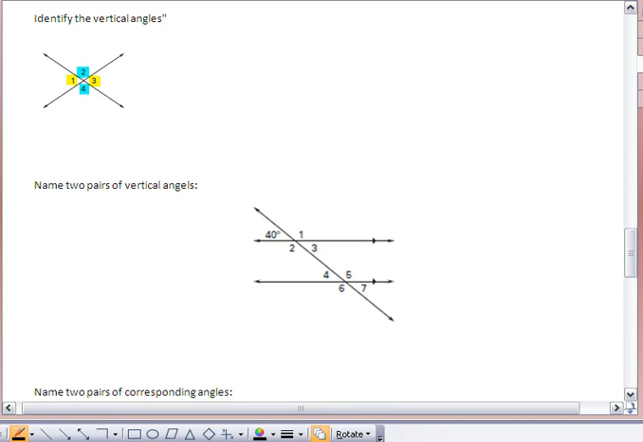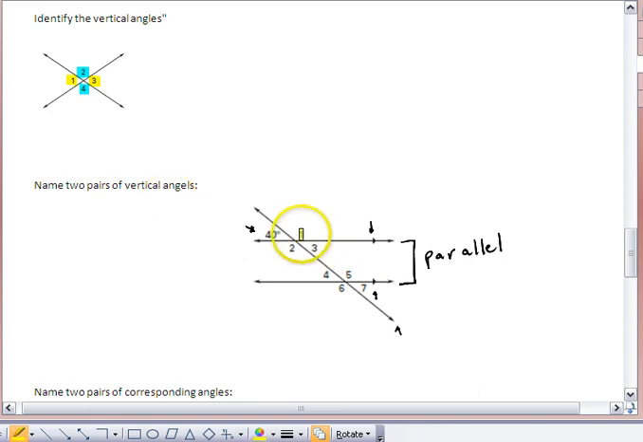Now, before we do that, let's look at this diagram. What do we know? Well, we have these two lines here, and if you'll notice, they have a similar little arrow drawn on it. That means that these two lines are parallel. So we're going to call these two lines parallel. Then there's this line here that transects them or cuts across them. We also know that this angle right here is 40 degrees. So it's asking us to name two pairs of vertical angles.